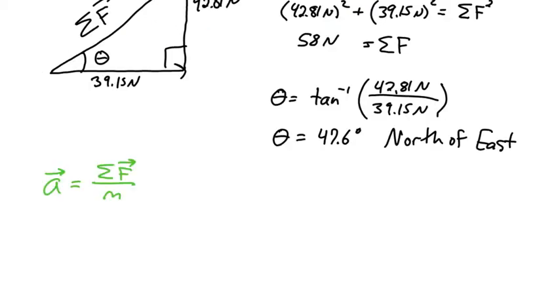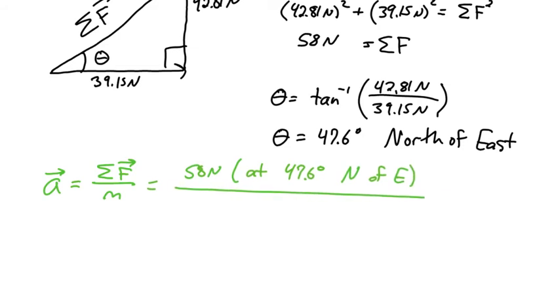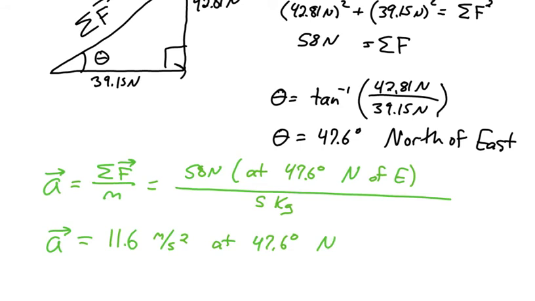The equation then is the acceleration vector equals the net force vector divided by the mass. The net force I've figured out is 58 newtons, and then the direction is at 47.6 degrees north of east. That's my direction. Divided by the mass was given to me up at the top of 5 kilograms. And so I have an acceleration vector then of 58 divided by 5, which is 11.6 meters per second squared at 47.6 degrees north of east.